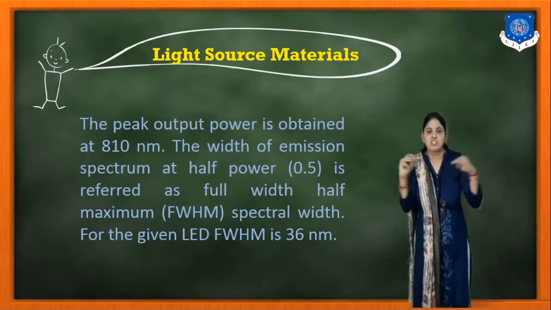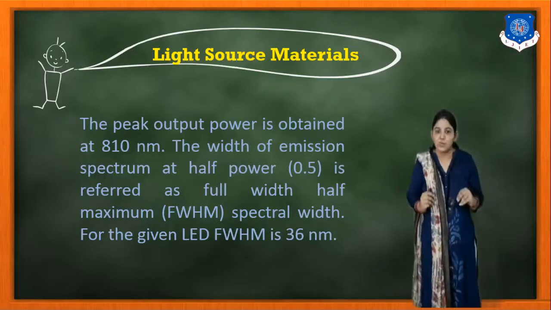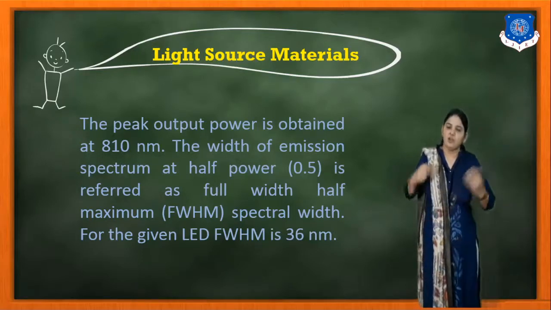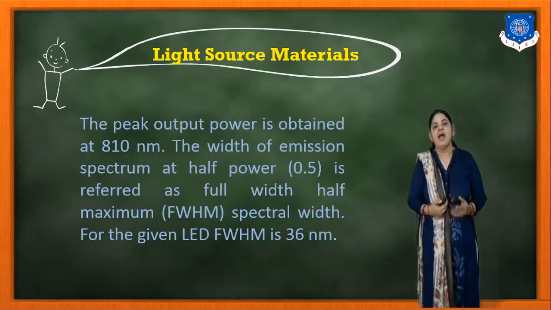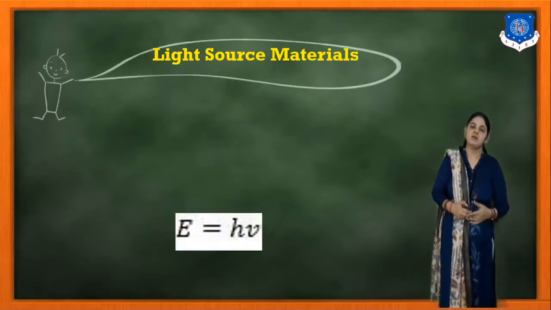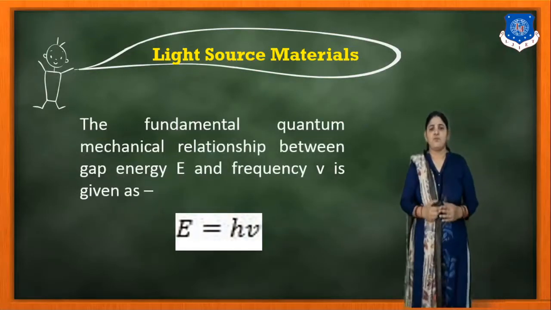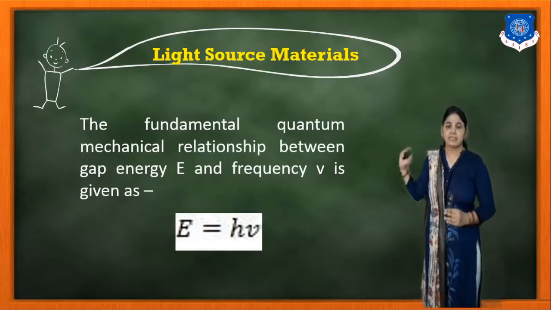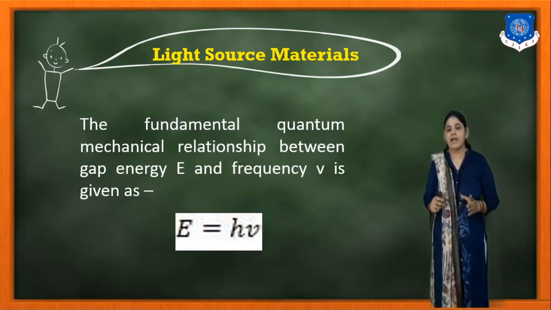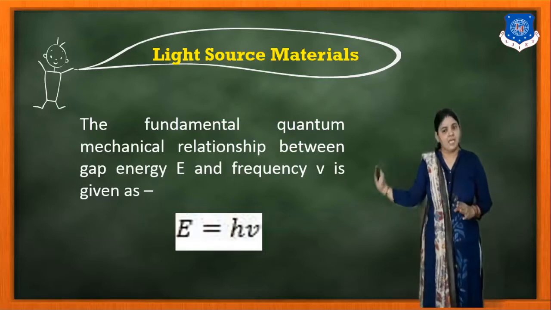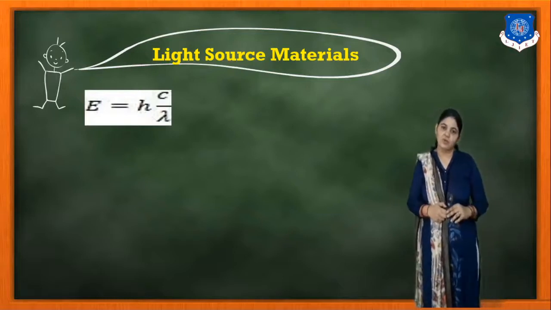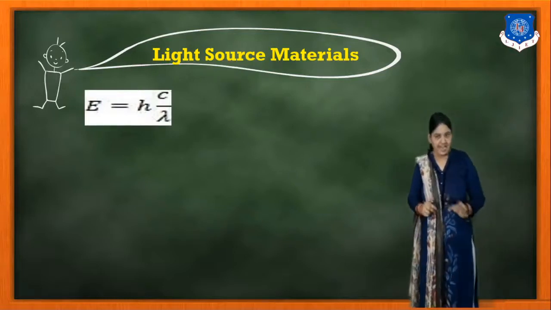The width of the emission spectrum at half power is referred to as the full width half maximum (FWHM) spectral width. For that diagram, the FWHM is given as 36 nanometers. The fundamental quantum mechanical relationship between the gap energy E and frequency ν is E = hν. So you can write E = hc/λ.